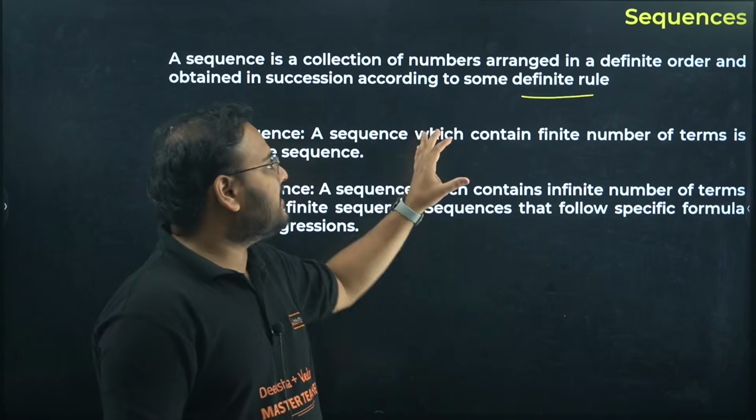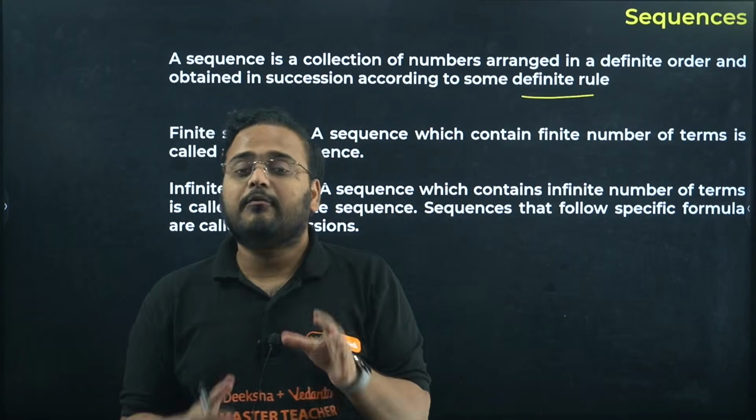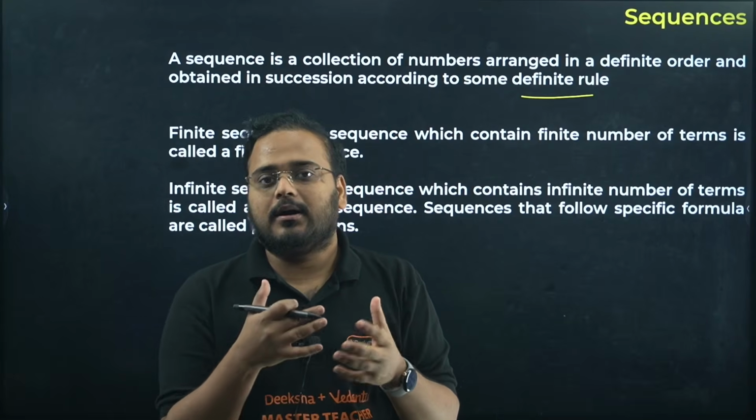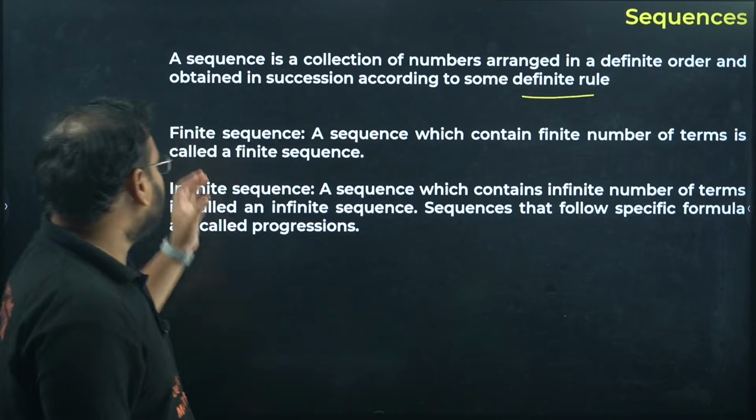Basically, when you have a series of numbers, a sequence of numbers, which has some definite rule involved to write the next or successive terms, that's your sequence. Now we can have two types of sequence.